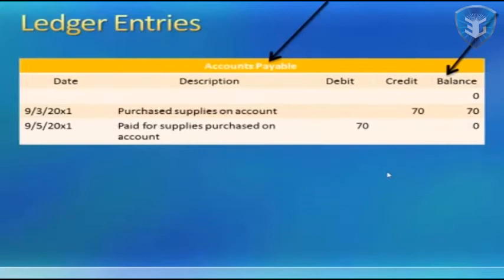Here we see an accounting record for accounts payable. Accounts payable has an opening balance of 0. It has an increase in the accounts payable account with a credit of $70. And then on 9/5, we paid for the supplies that we purchased on account, which decreased the liability accounts payable by $70. So our ending balance in accounts payable is 0 after we make that payment.